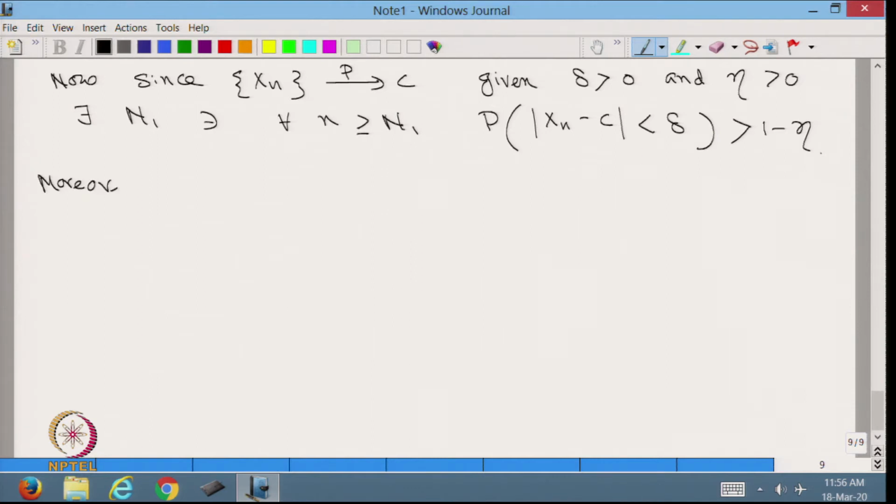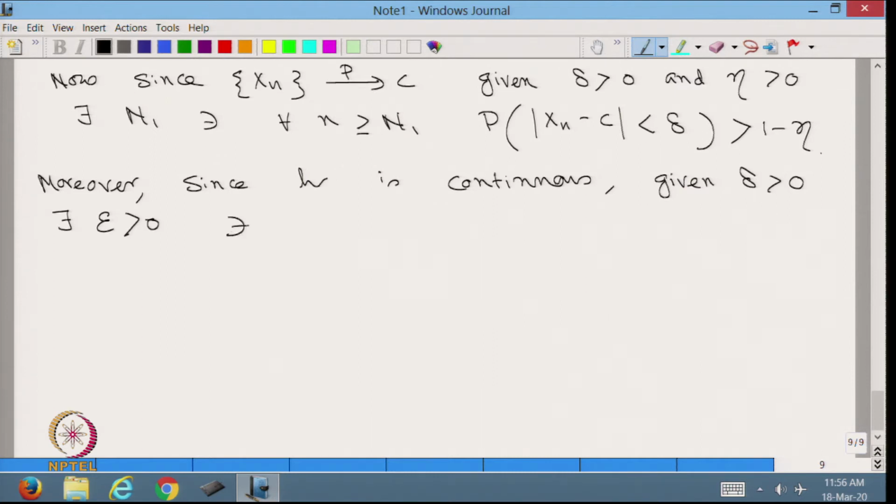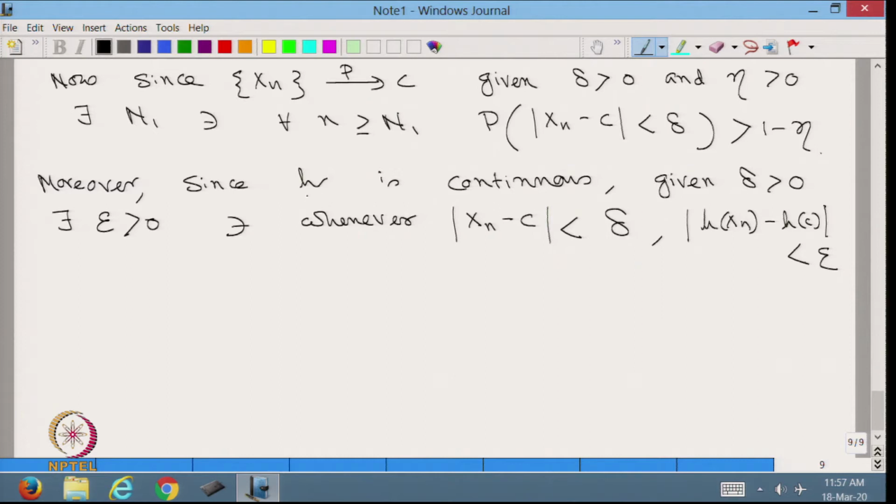Moreover, since h is continuous, given delta greater than 0, there exists epsilon greater than 0 such that whenever modulus of x n minus c is less than delta, modulus of h of x n minus h of c is less than epsilon. So, because h is continuous, we get a neighborhood around c in which we get this result.